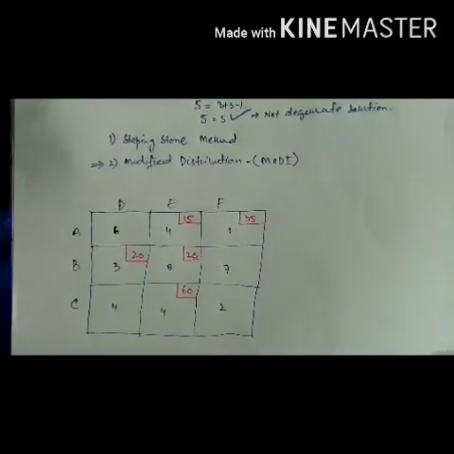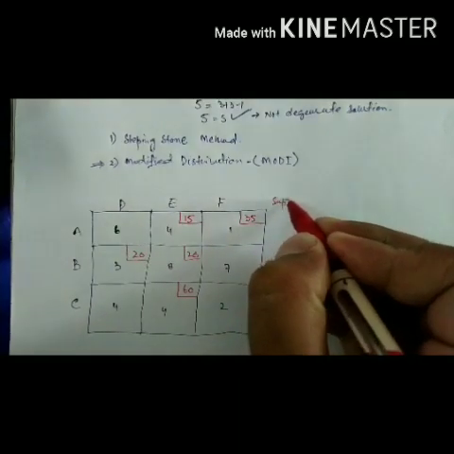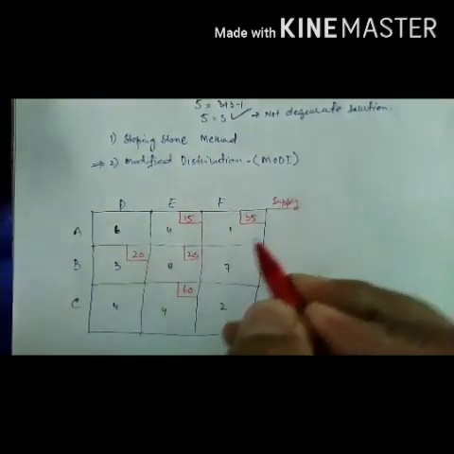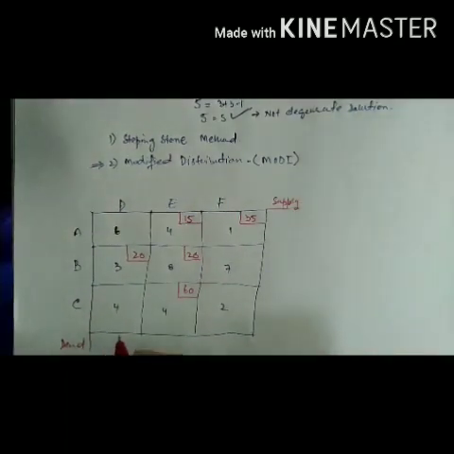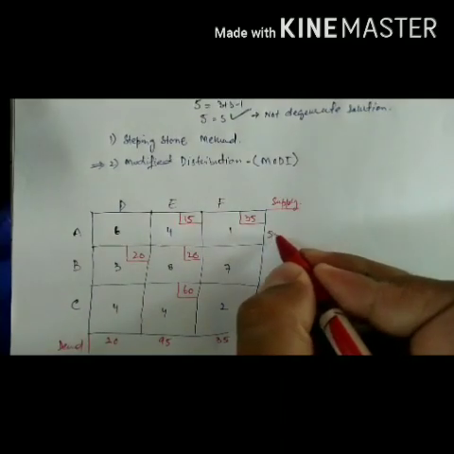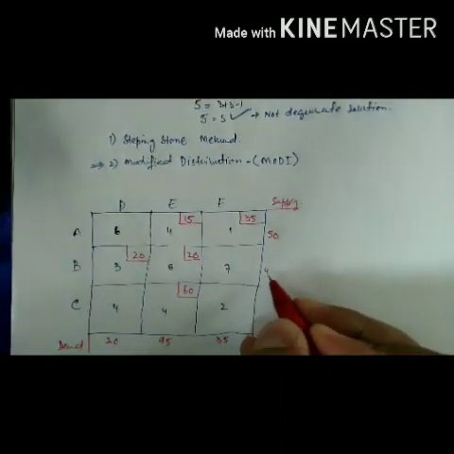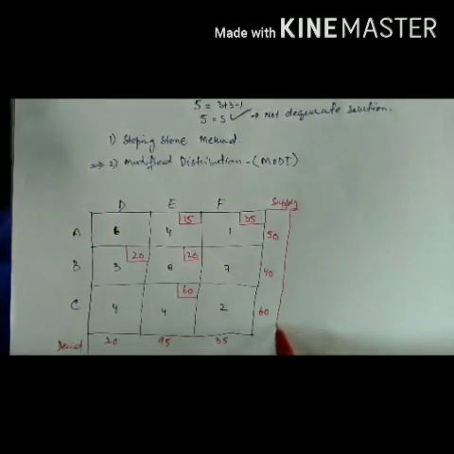To go for the modified distribution method, what we require to do is simply, I will write also the demand and supply here. It is supply, and this is here demand. I got the demand, here is the demand of 20, 95, 35, and here we have got 50, 40, and 60. And it goes down.